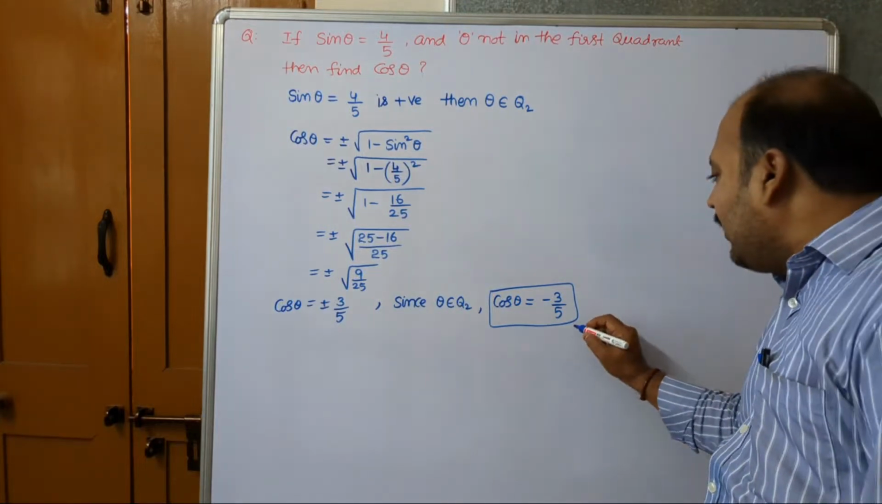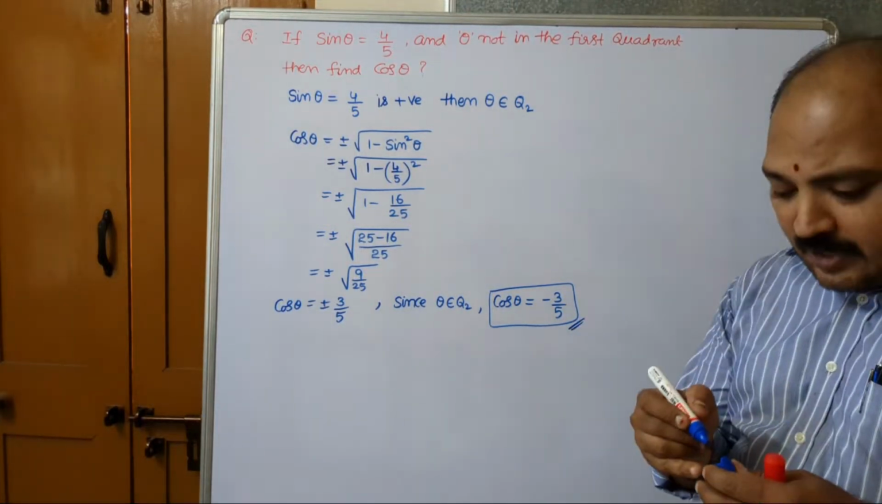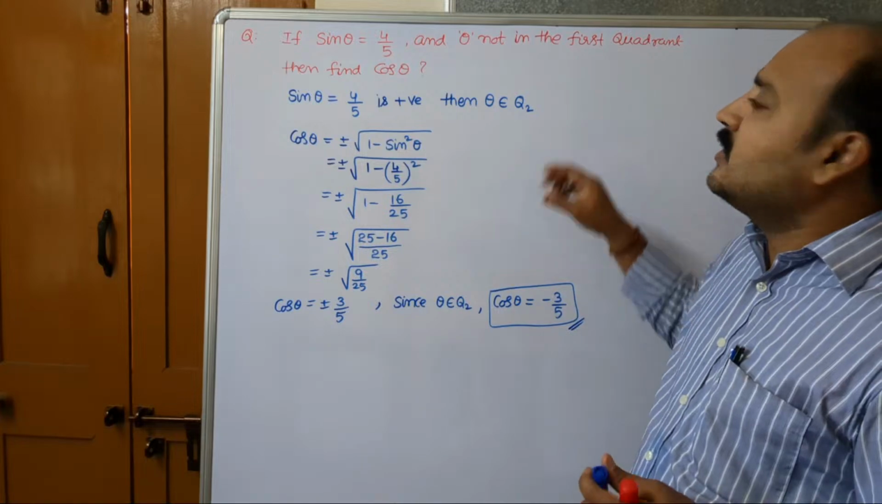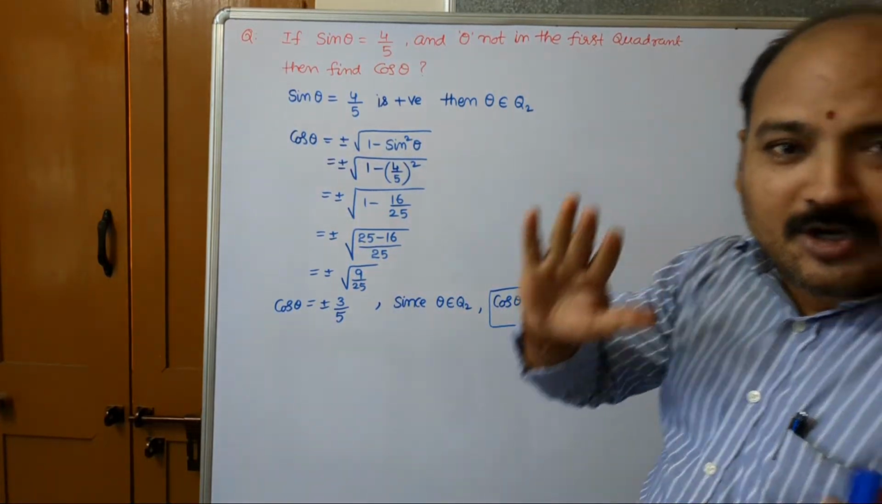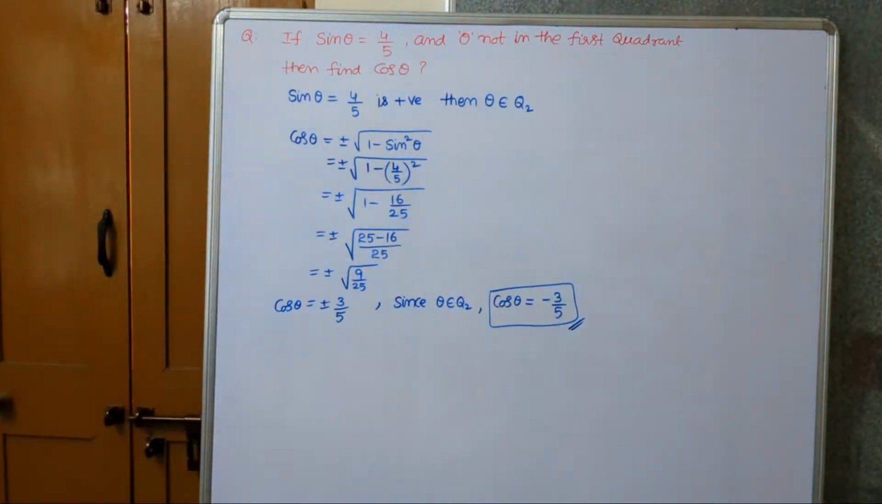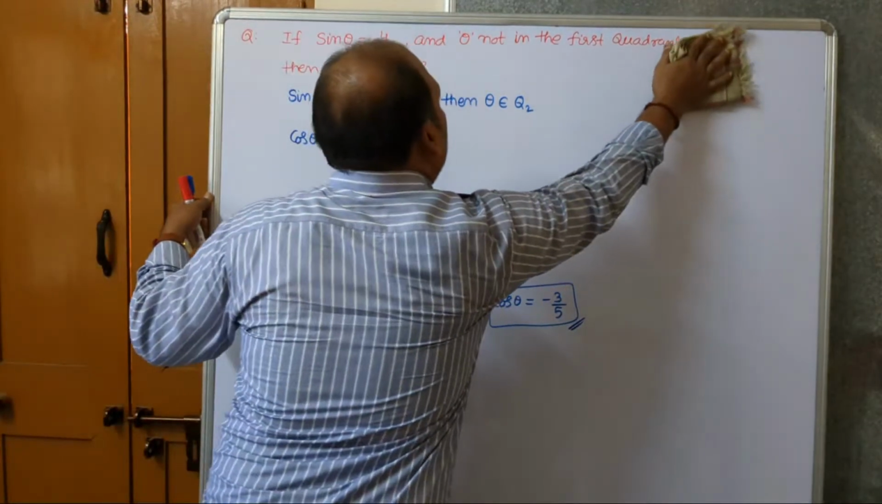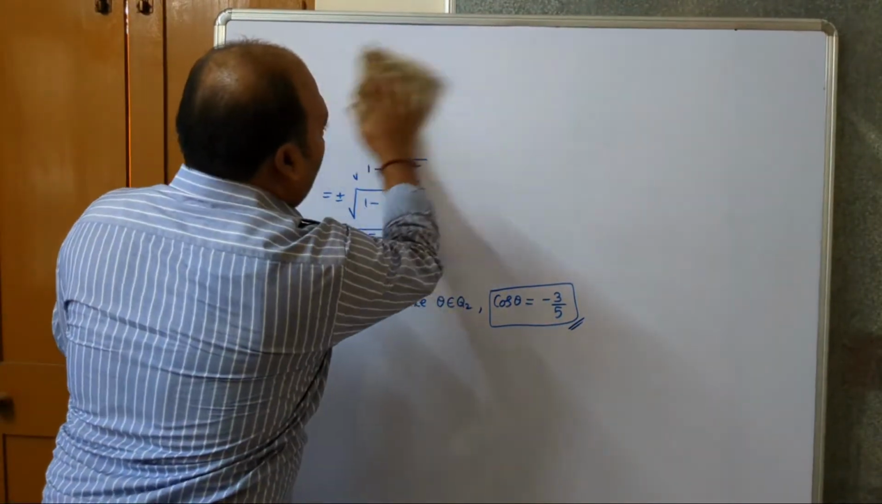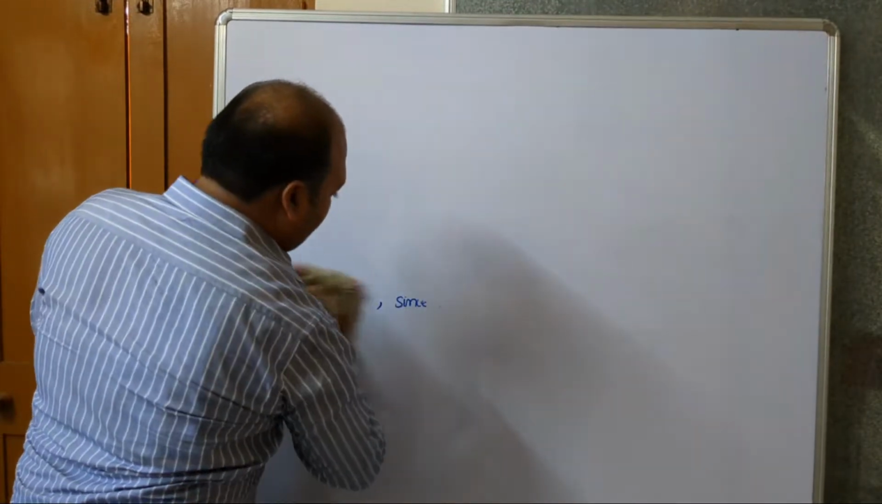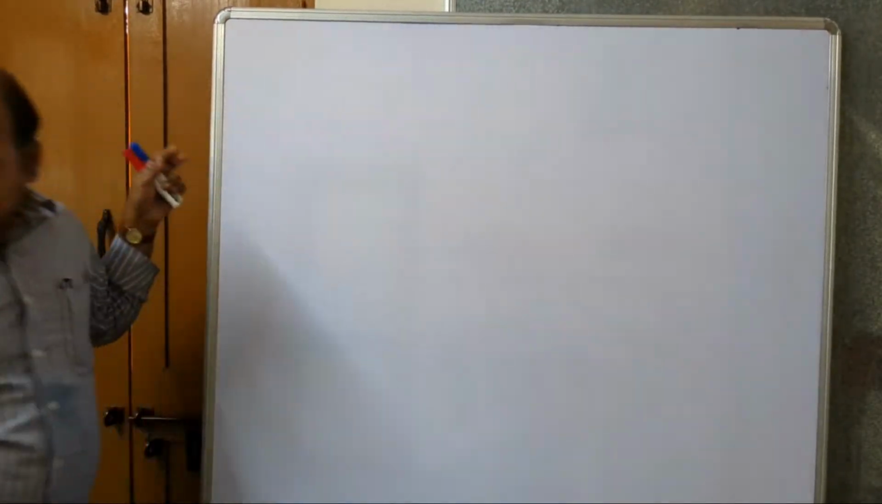So cos theta value is equal to minus 3 by 5 because theta belongs to Q2. I hope you understand it, students. I will move to another question now. Another question, and the last question in the session.